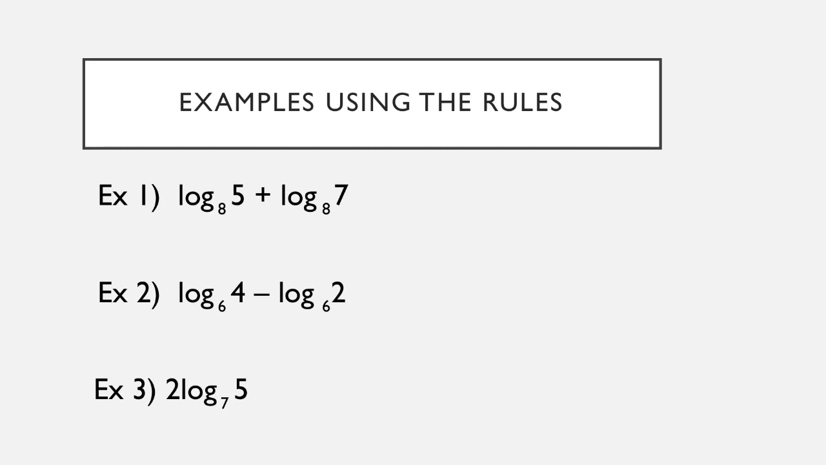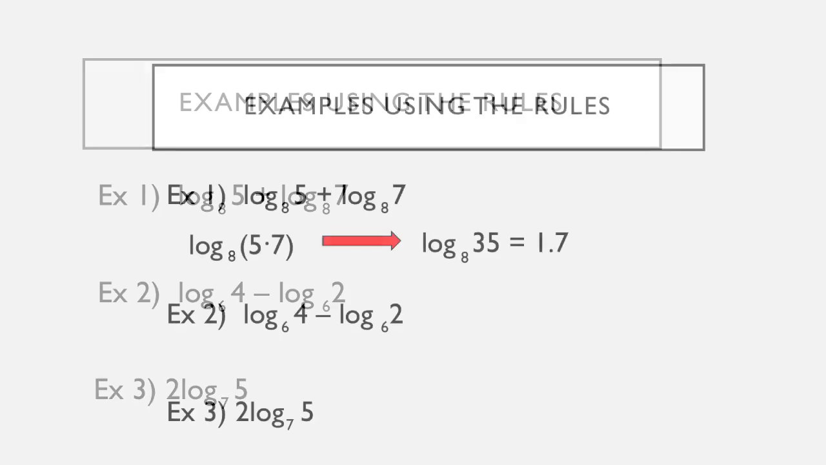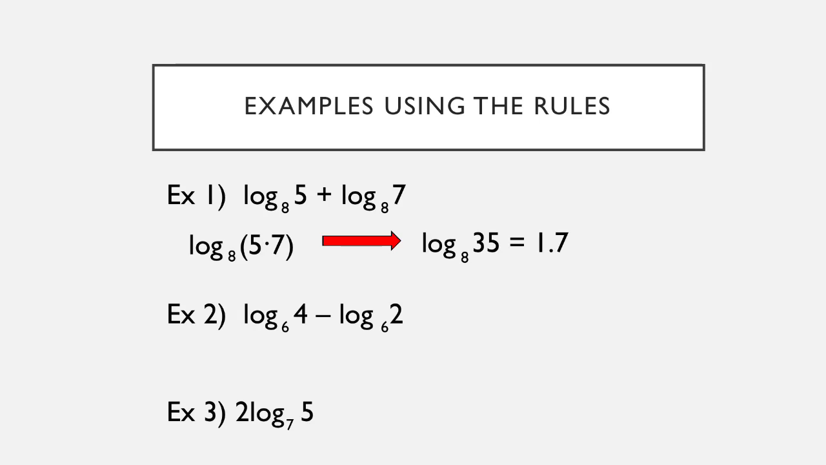For our first example, we can use the product rule in order to combine these two logs, and what we should end up with is log base 8 of 5 times 7. Then we can further simplify and get log base 8 of 35, or roughly 1.7.